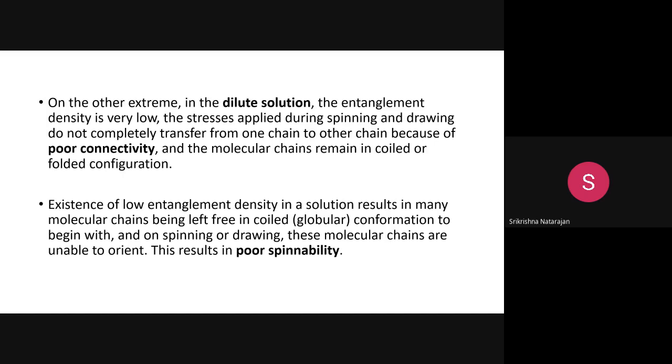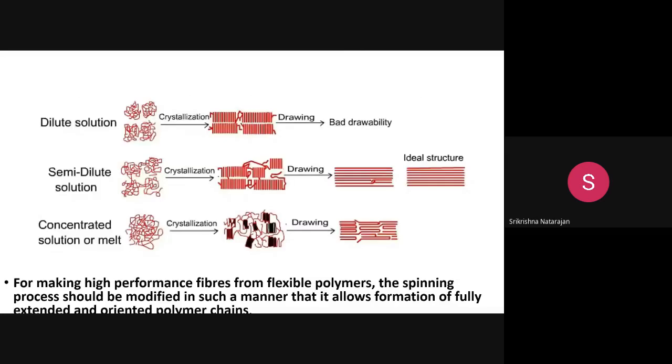In that case also the entanglement density will be low, and the polymer chains will still be left in a coiled or globular configuration. So after you make the fiber and do the drawing, it will not orient. That is also a problem. You will not get the uniaxial extended structure, so finally it will result in poor spinnability. I will just show you a diagram.